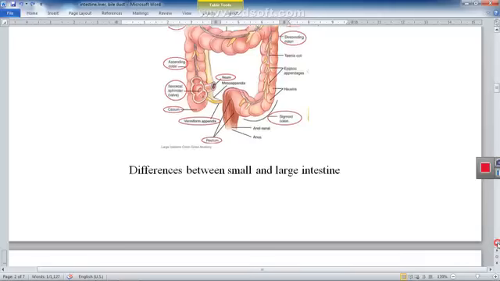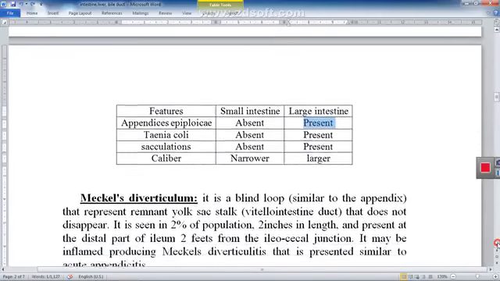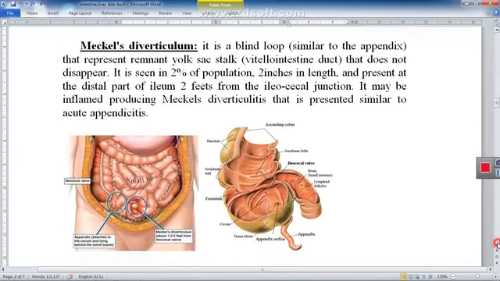Here we also have to describe a point related to the inflamed appendix, which is Meckel's diverticulum. If you go back to your anatomy, you find something called the yolk sac stalk, or vitelline duct, or vitello-intestinal duct, or omphalo-mesenteric duct. This duct must be obliterated during development. But if it is not, it will remain and form a diverticulum called Meckel's diverticulum.